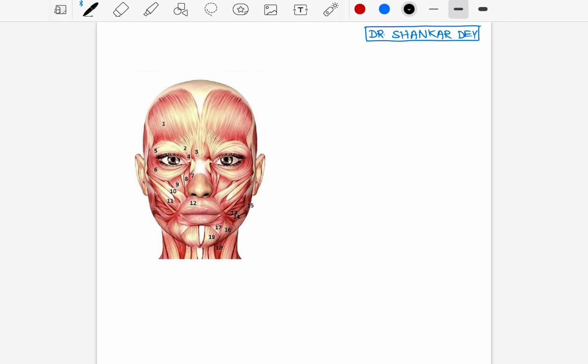Next is grinning. It is retraction of the angle of the mouth, bilateral retraction. This is done by the muscle risorius. It is also responsible for producing the risorius dimple in the region of the cheek.